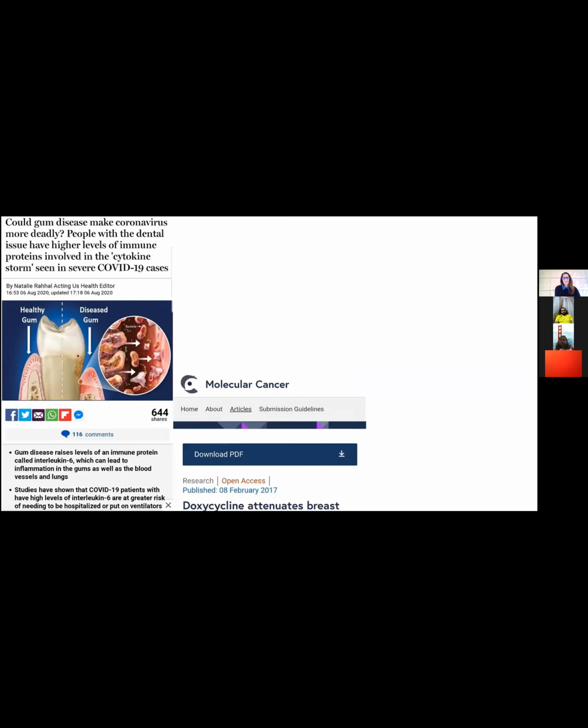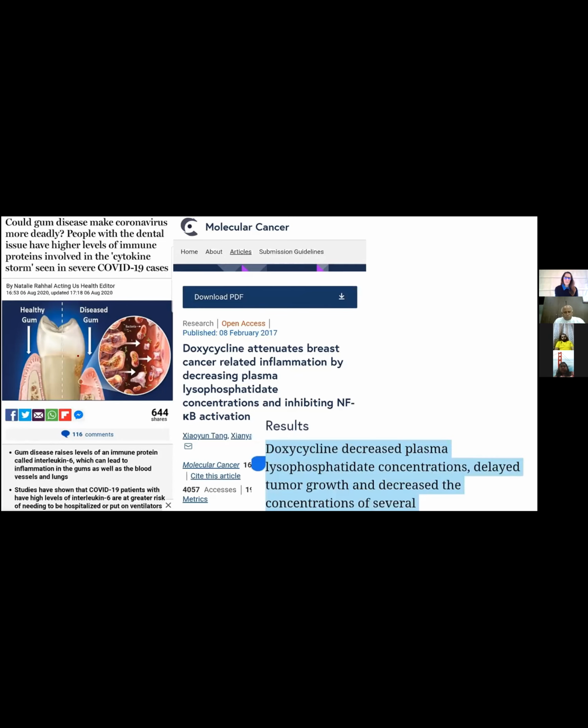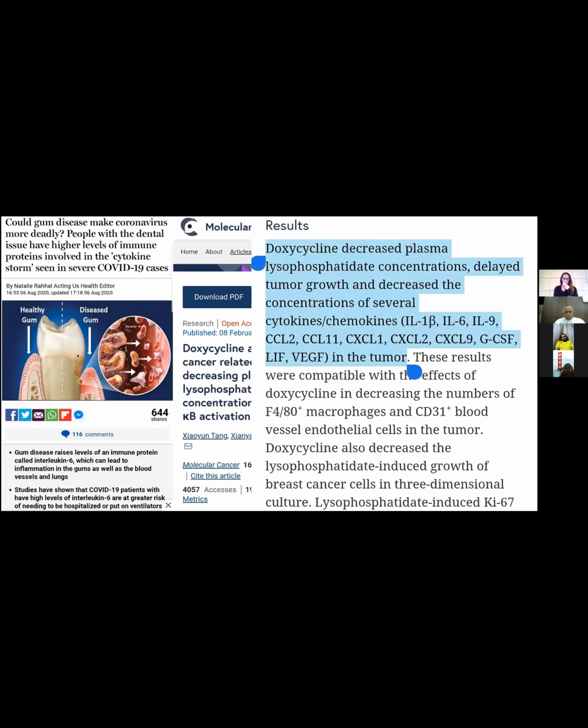Then another condition, this is for cancer treatment, because doxycycline attenuates breast cancer related inflammation by decreasing the plasma lysophosphatidate concentrations and inhibiting NF-kappa B, that is the nuclear factor kappa activator of B cells. And this article says doxycycline decreases the plasma lysophosphatidate concentrations, delays tumor growth, and decreases the concentrations of several cytokines. So it's a multiple cytokine inhibitor, and this property can be utilized in COVID-19 as well.